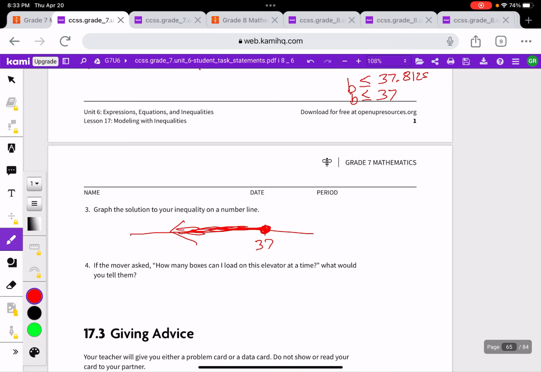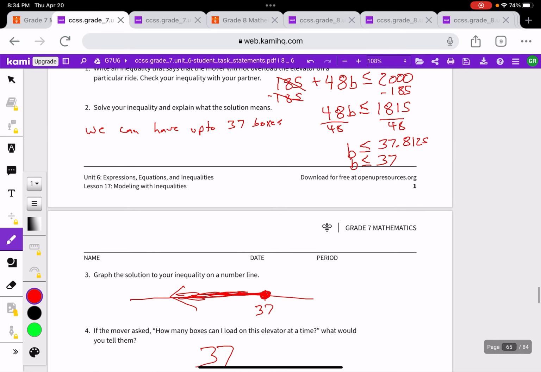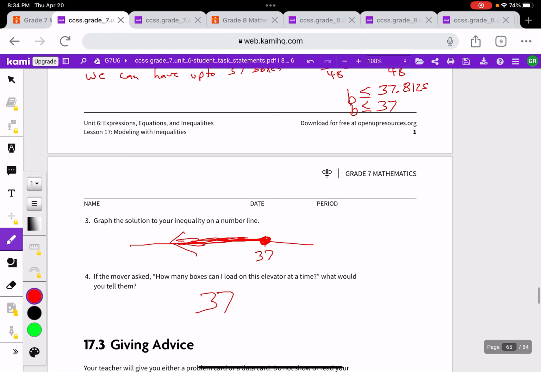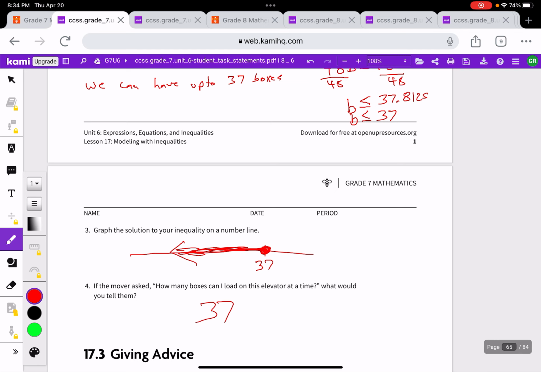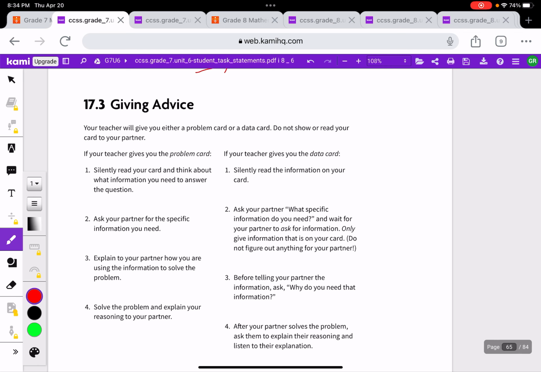If the mover asks, how many boxes can I load on this elevator at a time, what would you tell them? 37. So kind of by asking what the solution means, we kind of answered number 4. So guess what? There is 17.3.